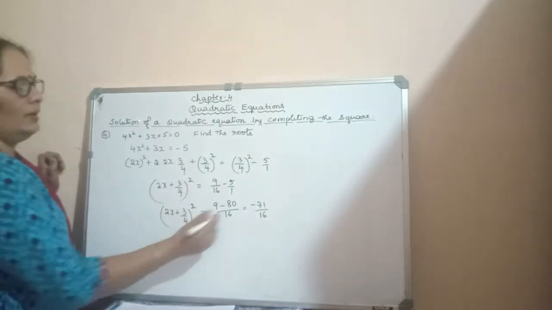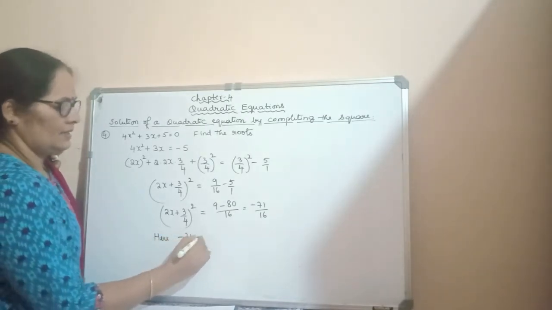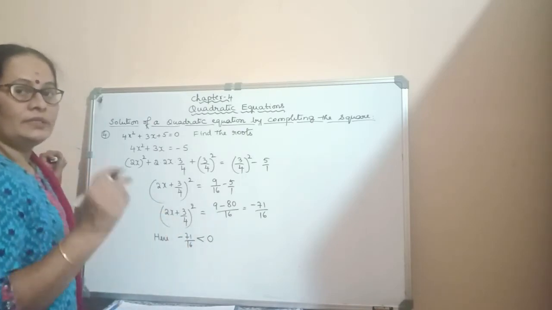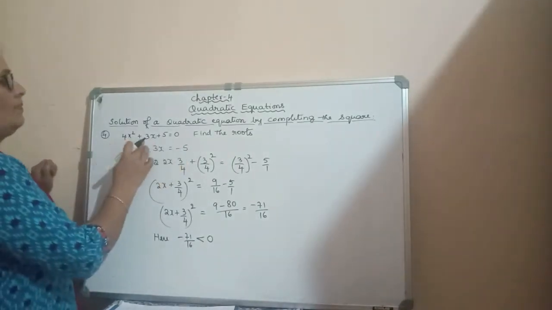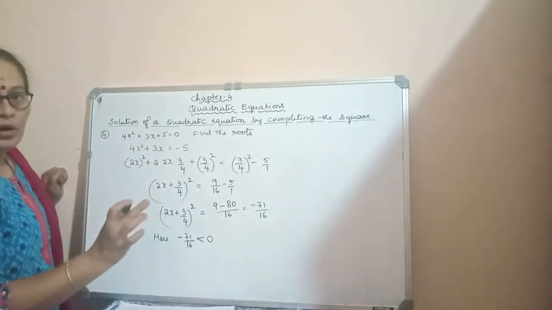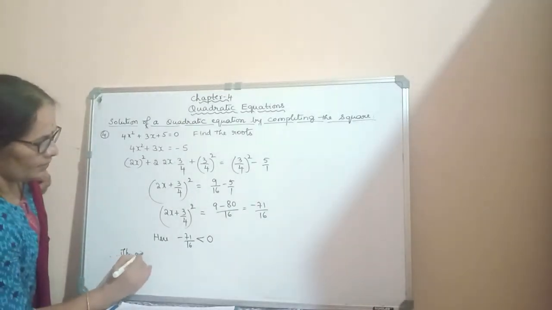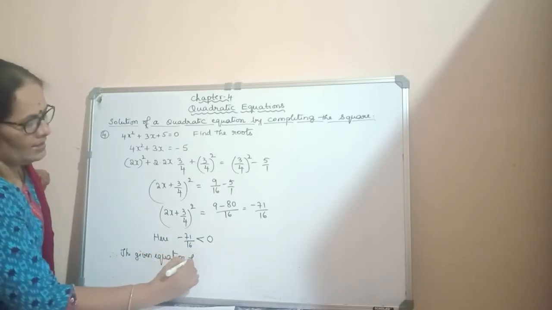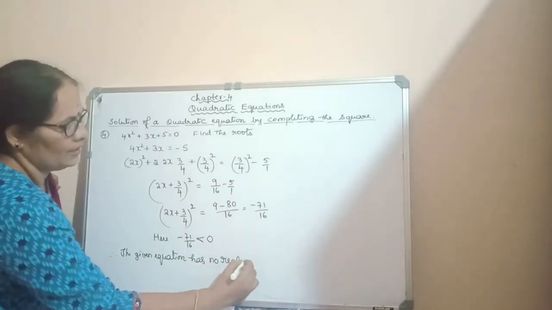So therefore here minus 71 by 16 is less than 0. So what will we say? Roots do not exist. So for this equation 4x square plus 3x plus 5 equals 0, roots do not exist. So therefore the given equation has no real roots.